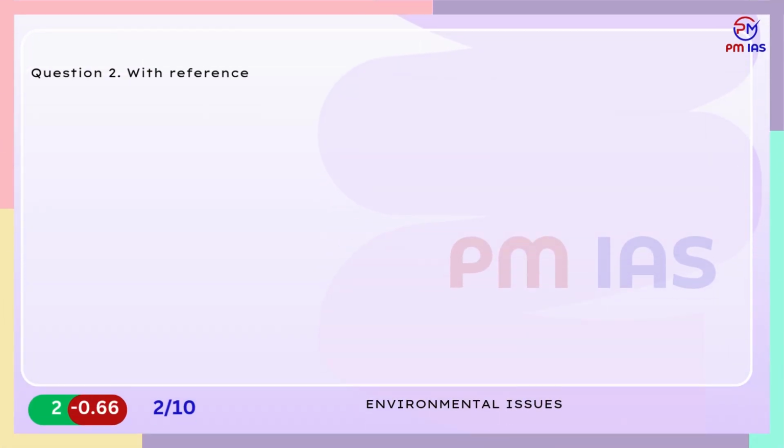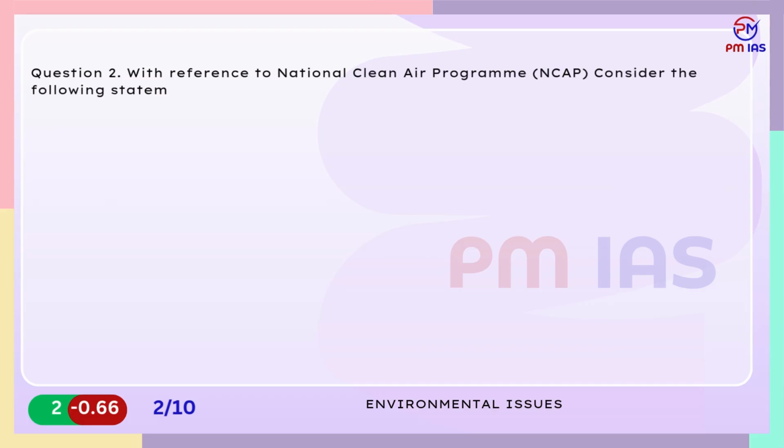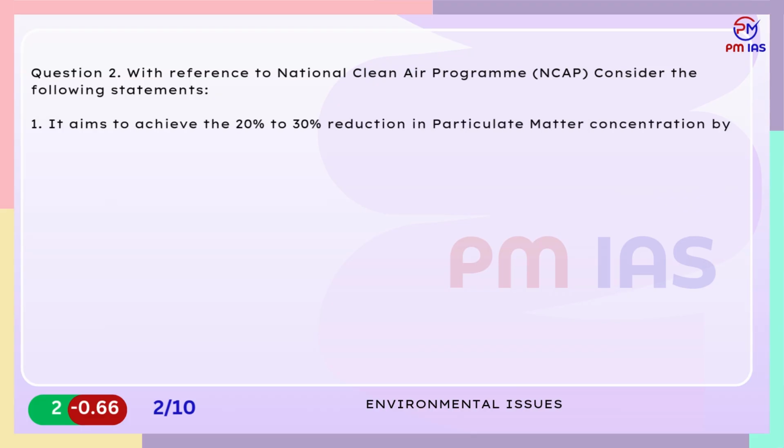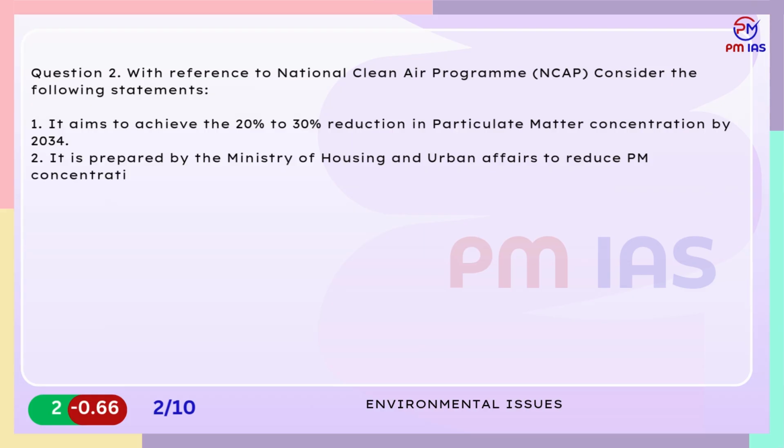Question 2. With reference to the National Clean Air Program, NCAP, consider the following statements. 1. It aims to achieve a 20% to 30% reduction in particulate matter concentration by 2034. 2. It is prepared by the Ministry of Housing and Urban Affairs to reduce PM concentration in selected smart cities. Which of the statements given above is incorrect?